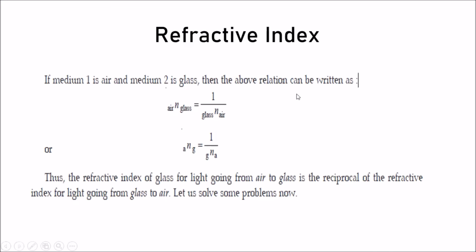We have another example. If we talk about glass and air, the refractive index of light going from air to glass is equal to the reciprocal of the refractive index of light going from glass to air. You can see this is the formula, and based on this, we form the conclusion.